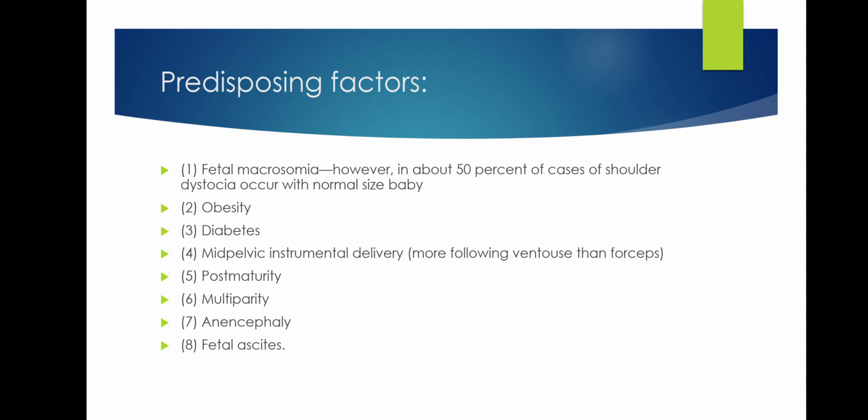So the predisposing factors for shoulder dystocia include fetal macrosomia. This is actually quite common, but what you need to know is that in about 50% of cases, shoulder dystocia can also occur with normal-sized babies. Then the second predisposing factor is obesity, diabetes, mid-pelvic instrumental delivery, and it's more following ventouse than forceps, post-maturity, multiparity, anencephaly, and fetal ascites.